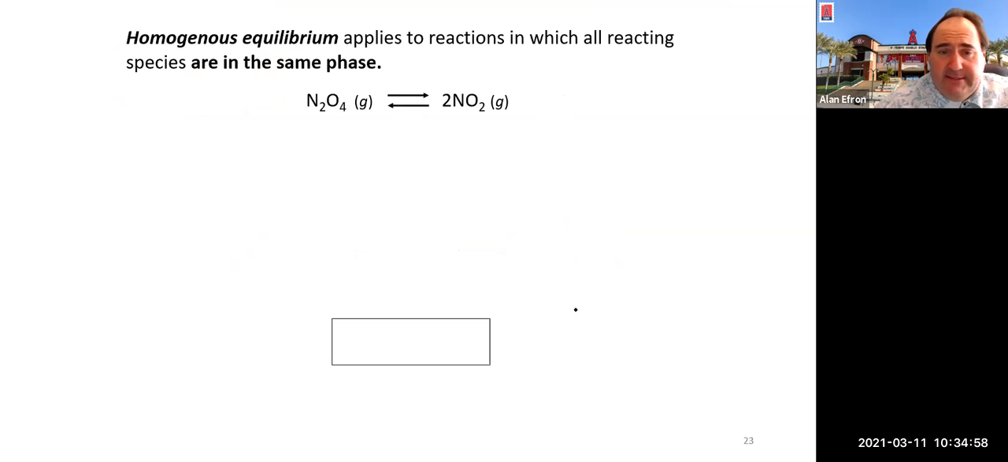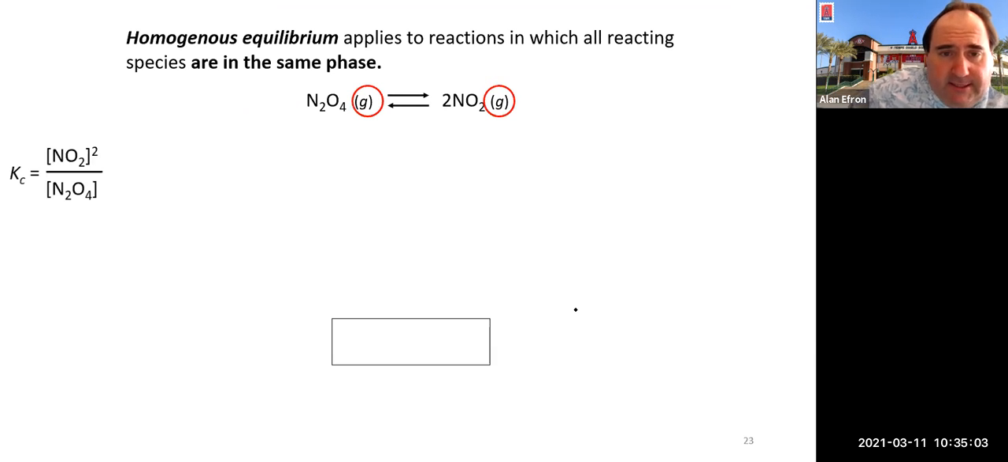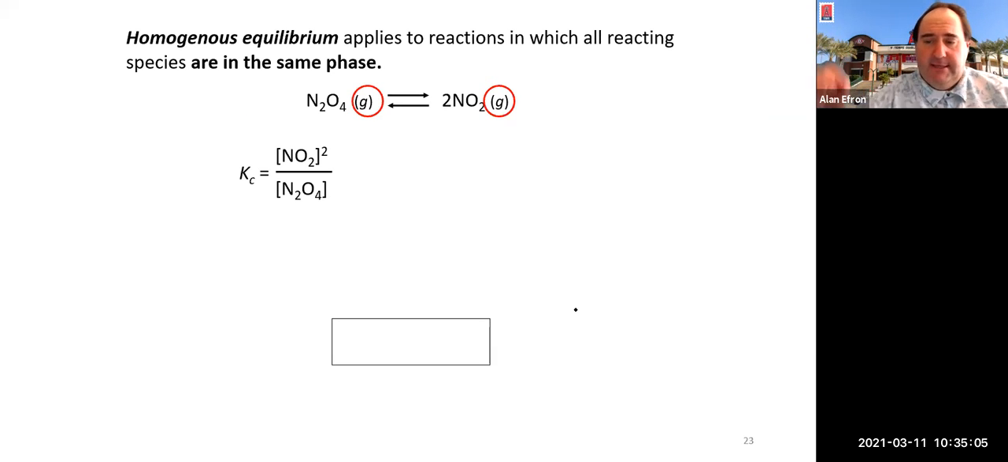So let's talk about some different types of equilibrium. There's homogeneous equilibrium. Homogeneous equilibrium, pretty much as we talked about a little bit before, means basically everybody's in the same phase. So in this case, everybody there are gases. And we can write our equilibrium expression by taking the concentration of NO2 squared divided by the concentration of N2O4. And again, as I mentioned earlier, this is sometimes referred to as the Kc value, C again meaning concentrations.